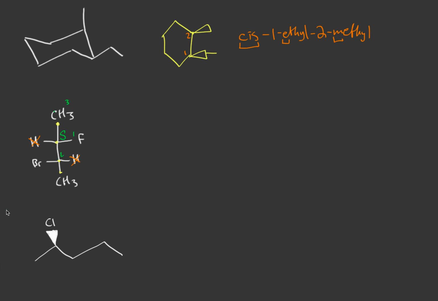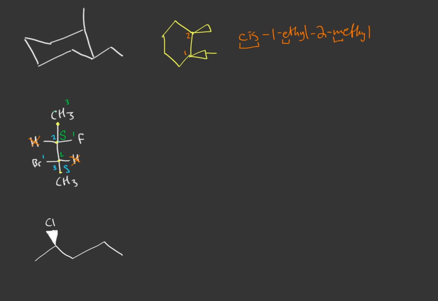Now, if we look at this carbon right here, bromine is the biggest group, so it's 1. Now, comparing these 2 carbons, this one's connected to a fluorine while this one's connected to a hydrogen. So this makes this carbon right here higher priority, so it's 2, and this one's 3. So it goes something like this. So it should also be R, but remember this hydrogen's pointing out towards us, so it's going to be S. So both these carbons are S.